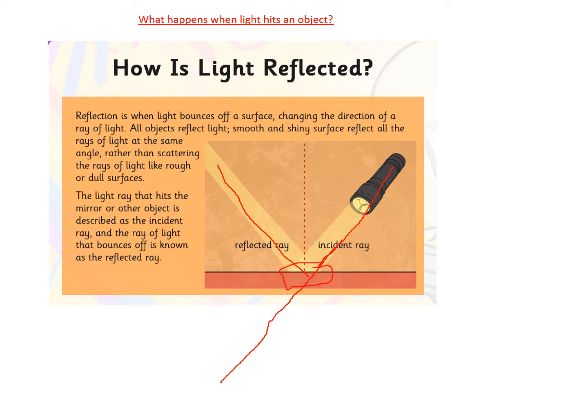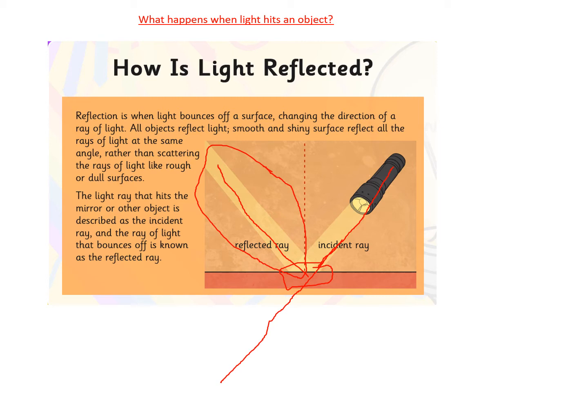So all objects reflect light. Smooth and shiny surfaces reflect all the rays of light at the same angle rather than scattering the rays of light like rough, dull surfaces. If you had a rough, dull surface, the rays of light would scatter in different directions. But if it's a smooth, shiny surface, it stays in one direction. So we could assume on this diagram that this reflected ray is just one ray, reflected off a smooth, shiny surface.